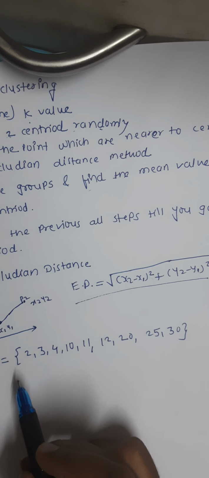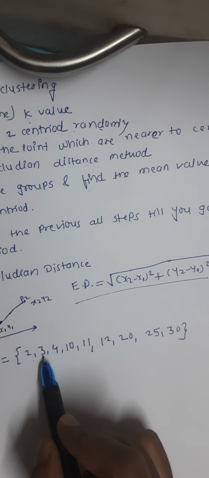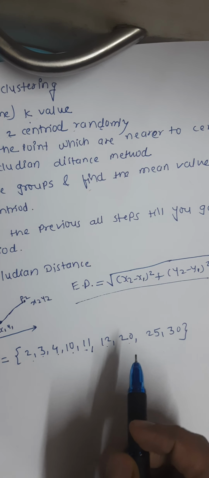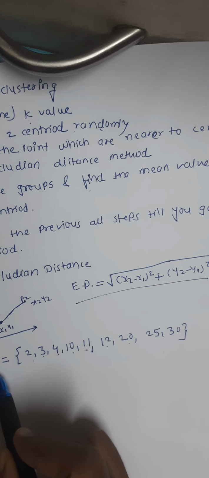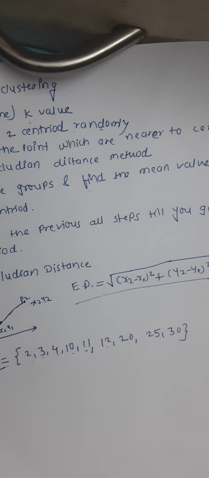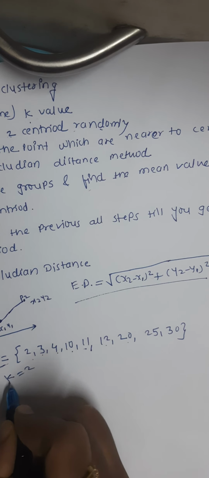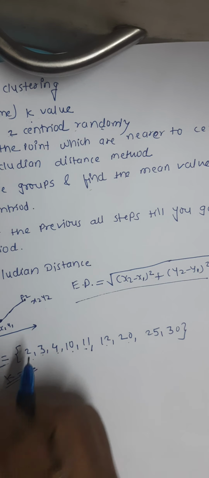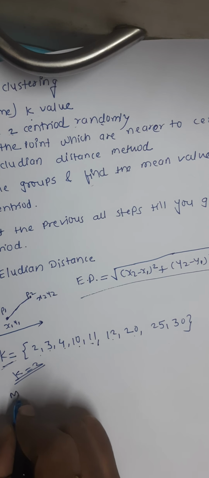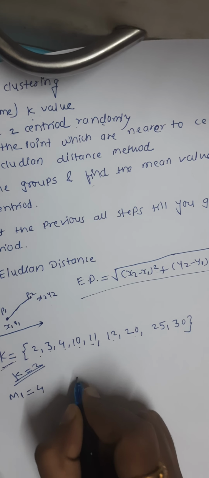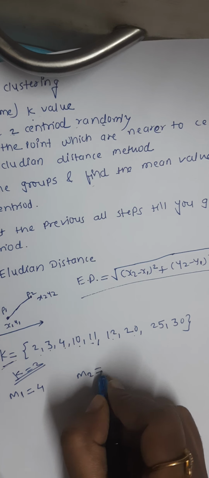Now we are given these objects: 2, 3, 4, 10, 11, 12, 20, 25, 30, and we have to solve this. We have to make 2 clusters of the given objects. Here it is given that the value of k is 2, that means you have to make 2 clusters. So k is equal to 2, that is given. Suppose the value of the first centroid I am assuming as 4. This is my first step, and the value of the second centroid I am assuming as 12.